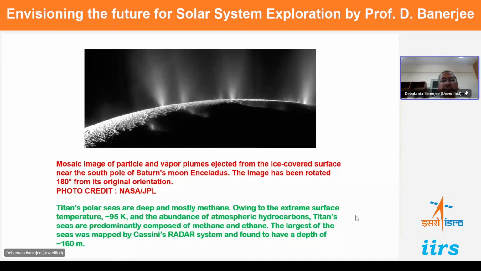Okay, so this is the vapor plumes. This has been seen. This is picture credit and as listed to NASA. And Enceladus is Saturn's moon, and it's very interesting because the composition of these plumes was seen to have water. Okay, so therefore it is a site which needs further investigation in future to look for the possibility of life. And I will not discuss Titan.